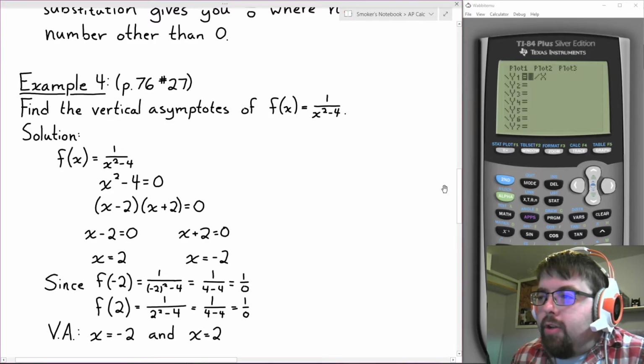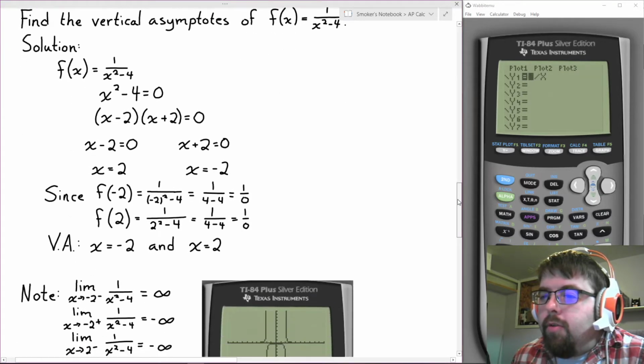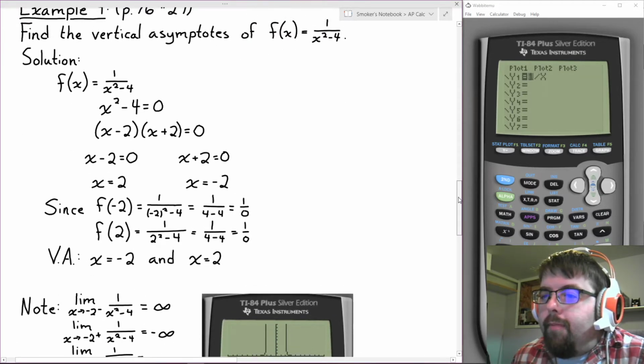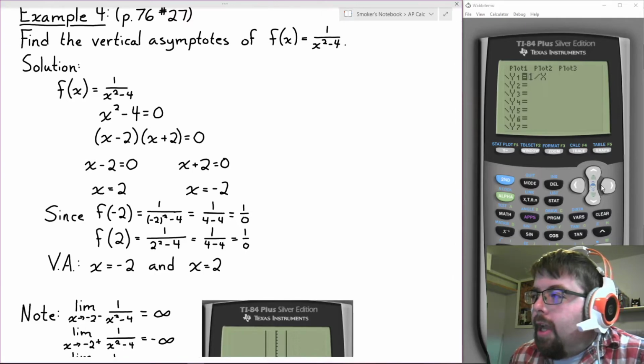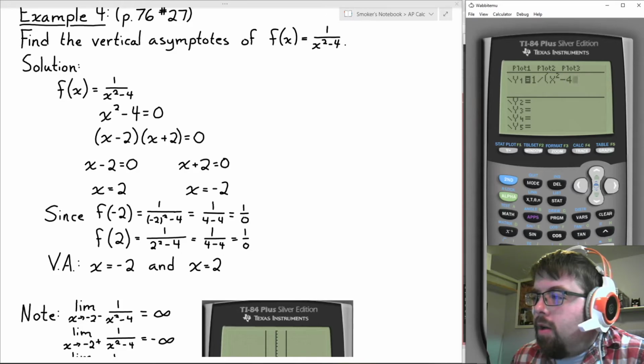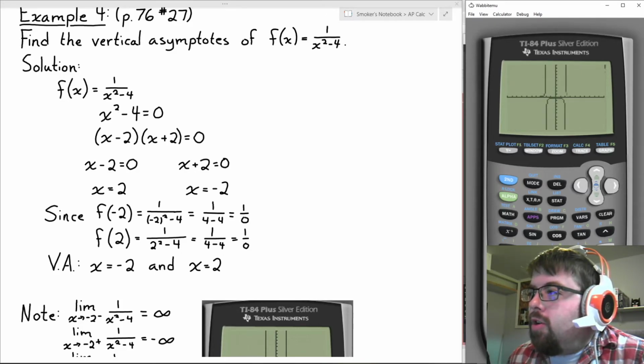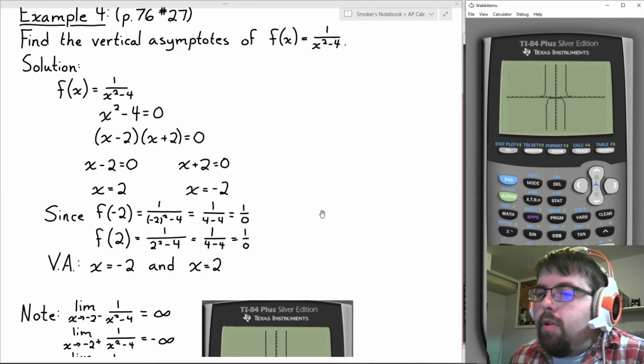I don't think I show this graphically in the notes. Oh yeah, I do. Okay. But I can put it on here anyway. I'll type it in so you can see me type it in: 1 divided by x squared minus 4, zoom 6. This is what it looks like graphically. You can see here's negative 2, and right here's positive 2.